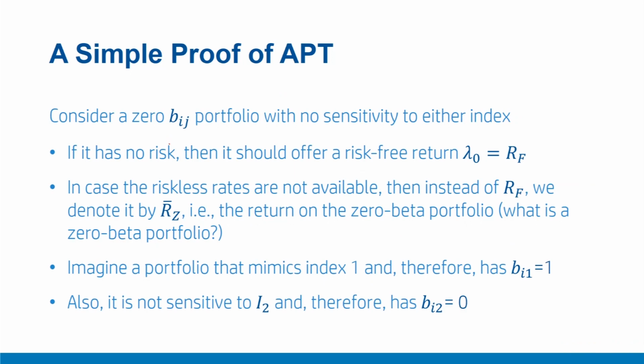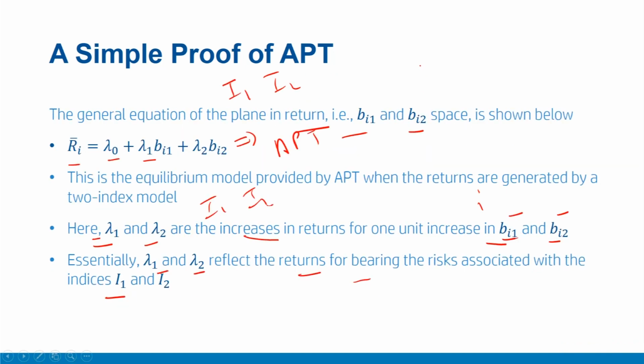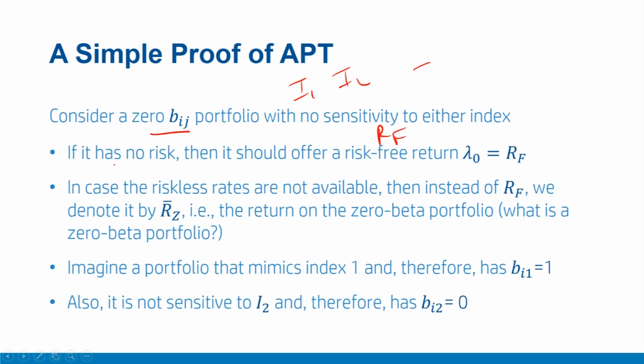Let us consider a zero BIj portfolio. That means a portfolio which has no sensitivity to either of these two indices I1 and I2. That means it does not have any risk. Since it does not have any risk, it should only offer a risk-free rate, which is RF. Now, in the previous expression, BI1 is 0 and BI2 is 0, so in that case Ri bar equals lambda naught, and we are saying that lambda naught is equal to RF. So Ri bar is equal to RF, which is the same as lambda naught. So we have the value of one parameter, lambda naught.